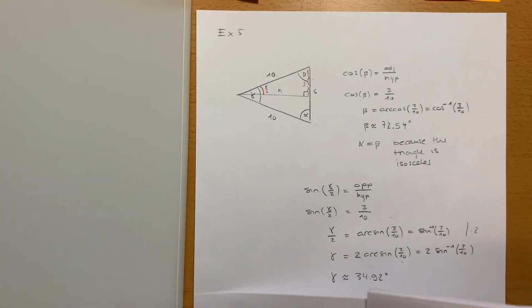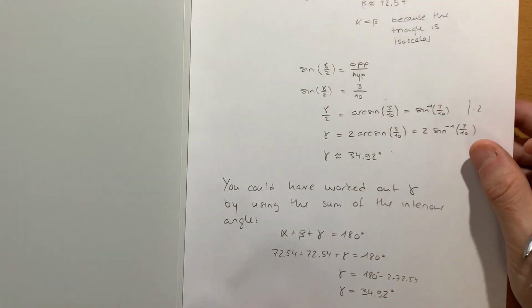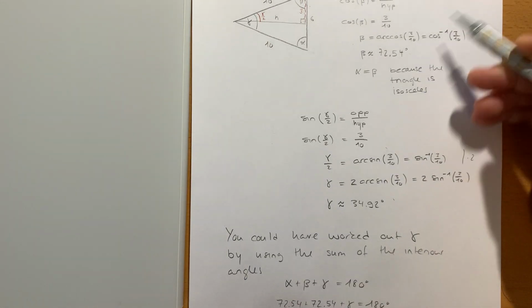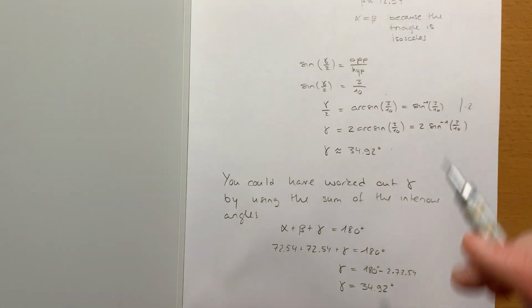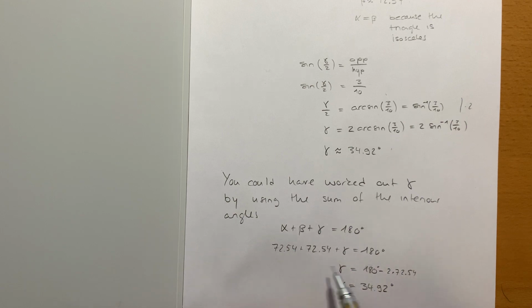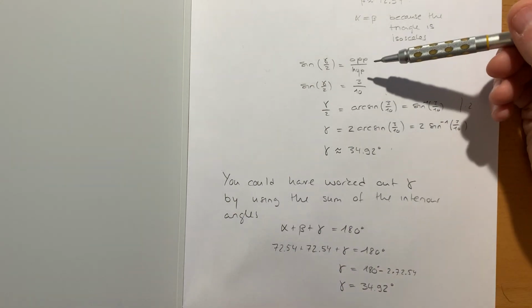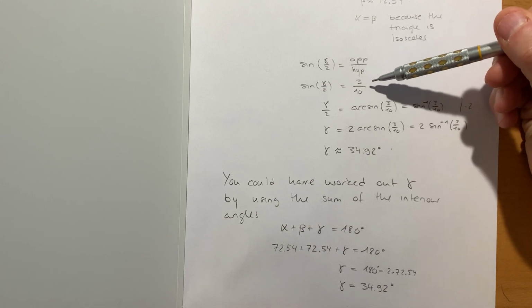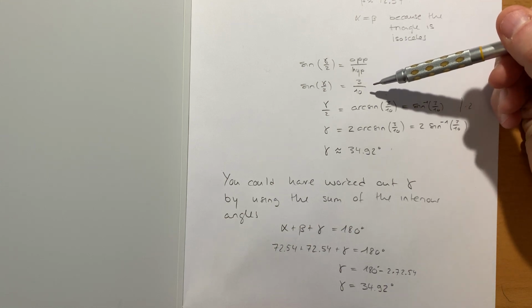Well, maybe you noticed, why am I doing it like this? We could have worked it out with the interior sum. Because alpha plus beta plus gamma is 180 degrees. Once we have one of the angles, we know all of the angles. So we could have worked it out like this, but I just wanted to show you that you can use the new method and it's very convenient.